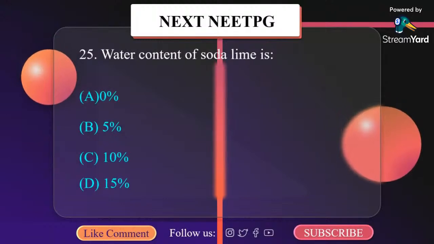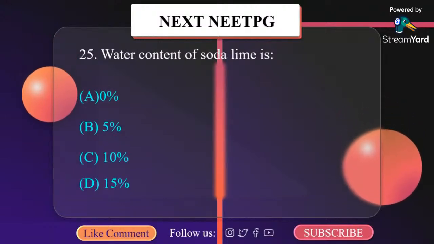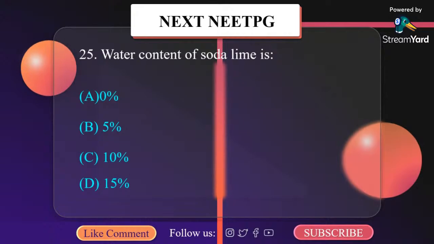Water content of soda lime is: A. 0%, B. 5%, C. 10%, D. 15%. It is 15%.